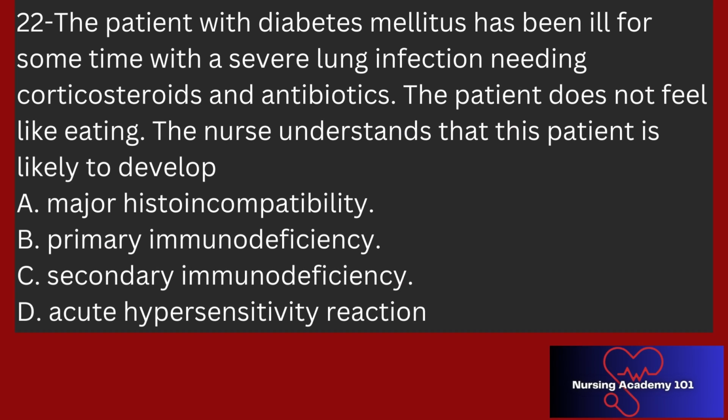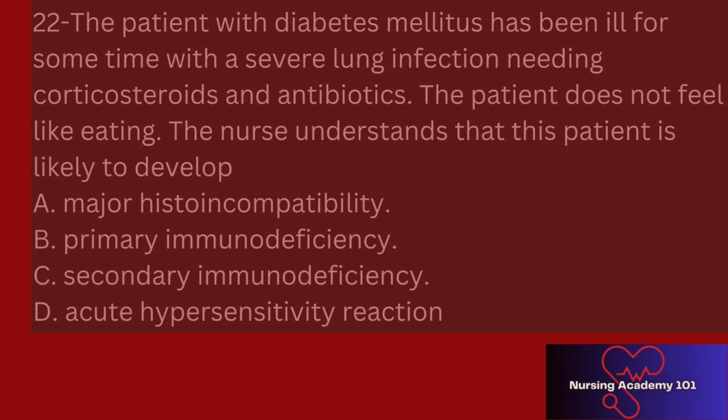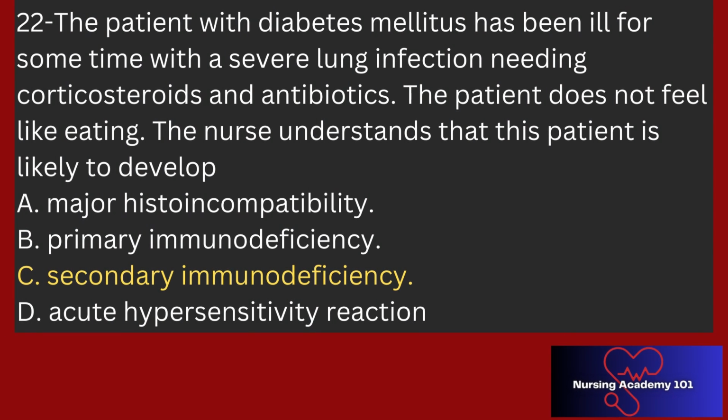Question number 22. The patient with diabetes mellitus has been ill for some time with a severe lung infection needing corticosteroids and antibiotics. The patient doesn't feel like eating. The nurse understands that this patient is likely to develop A. Major histoincompatibility. B. Primary immunodeficiency. C. Secondary immunodeficiency. D. Acute hypersensitivity reaction. The answer is C. Secondary immunodeficiency.